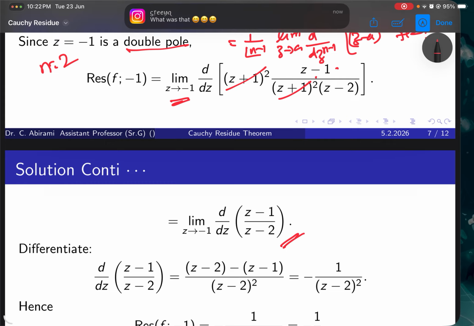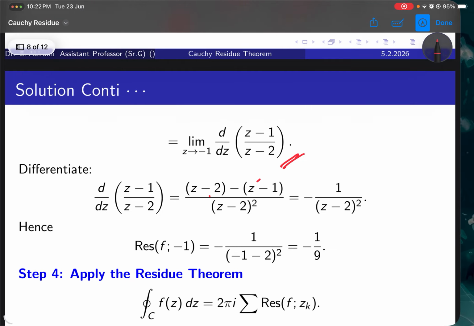Now you can differentiate this. If I differentiate this, what happens? By the u by v method: (z minus 2) whole square in the denominator, numerator (z minus 2) into 1 minus (z minus 1) into 1. When you simplify this, you will get (minus 2 plus 1 minus 1) divided by (z minus 2) whole square. So residue of f(z) at z equal to minus 1 is minus 1 divided by (minus 1 minus 2) whole square, which is minus 1 by 9.